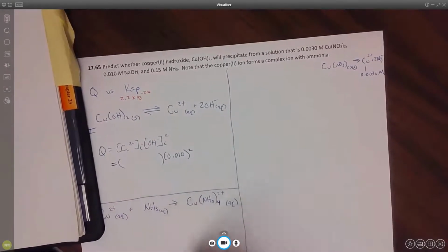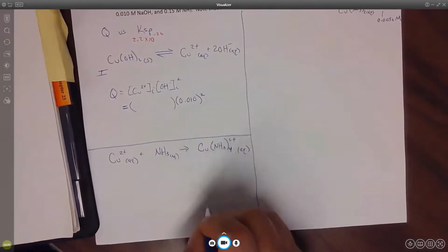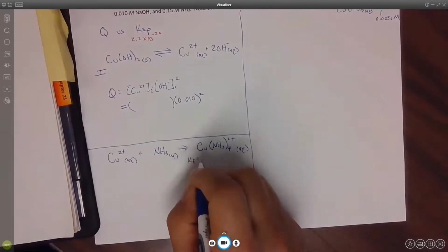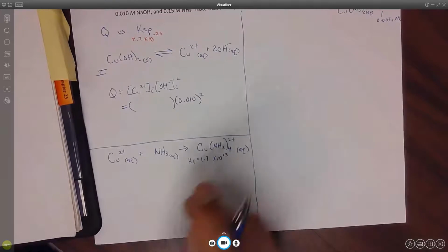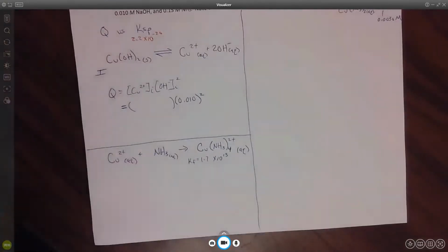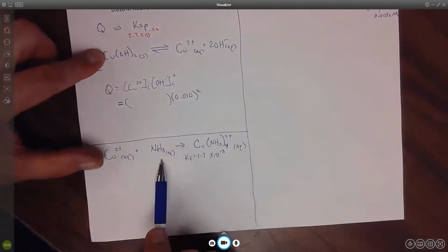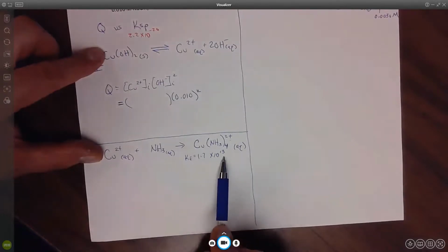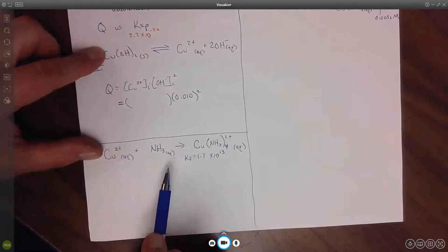Okay, and since I'm here, I'm going to get that KF value too. Let's put it right here. So KF is equal to 1.7 times 10 to the 13. So again, we have 2 competing reactions. We have this one and this one. The equilibrium constant for this one is huge compared to this one. This reaction is going to win.